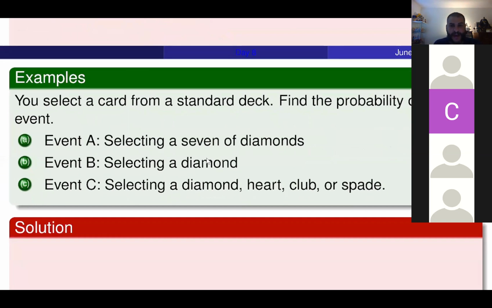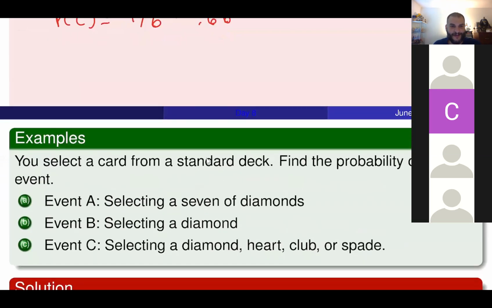Let's see. How many people know about playing cards? Yeah. All right, cool. 2 people.